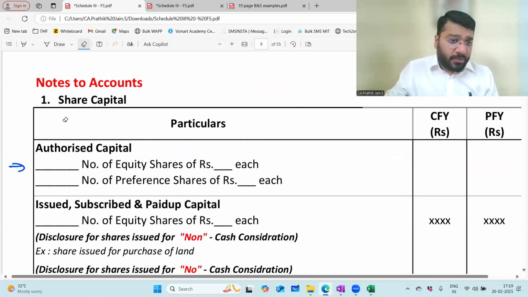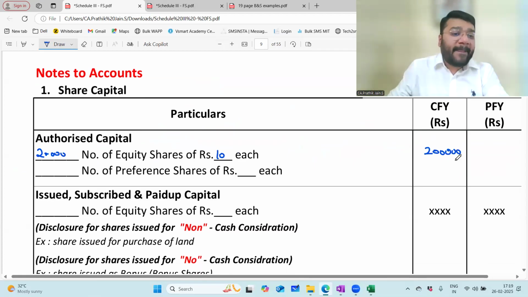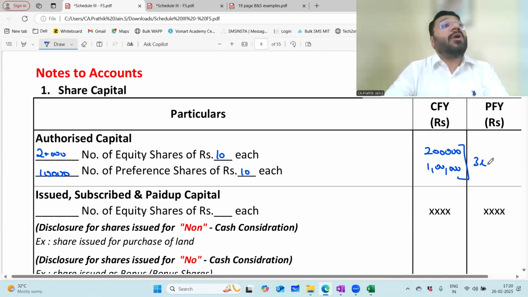Let's suppose we have authorized 20,000 equity shares of 10 each. So what is my equity authorized capital? 2 lakh rupees is my authorized equity share capital. Any problem? Now let's suppose 10,000 preference shares of 10 each. How much is it? 1 lakh rupees. So what is my total authorized capital? 3 lakh is my total authorized capital.